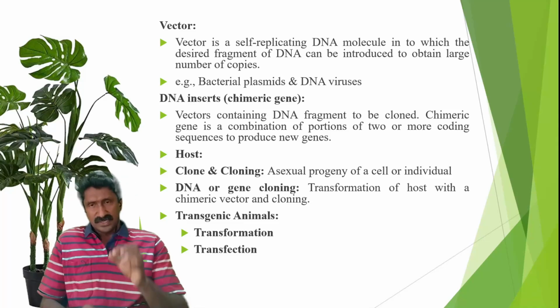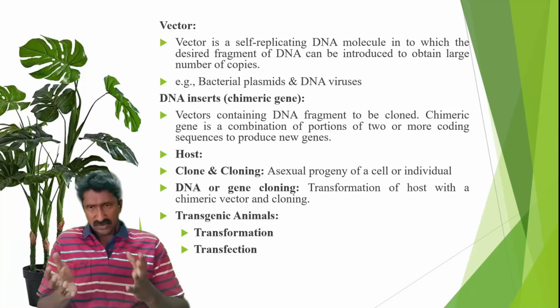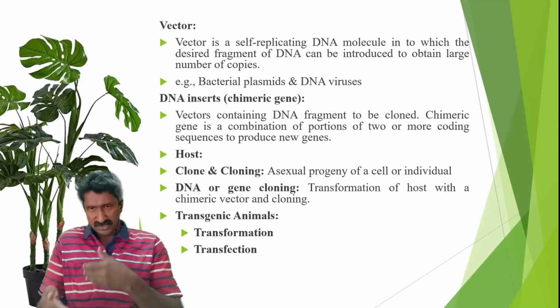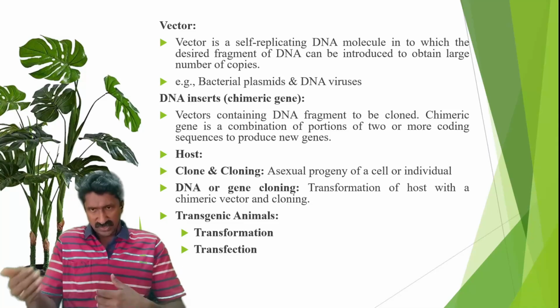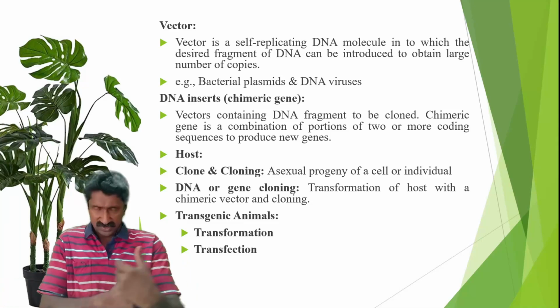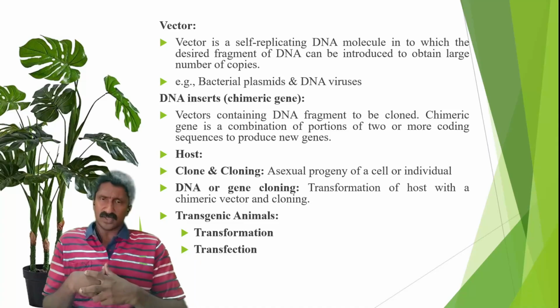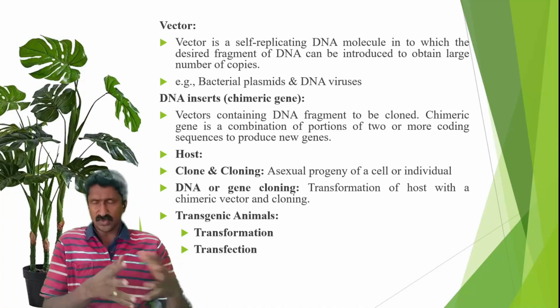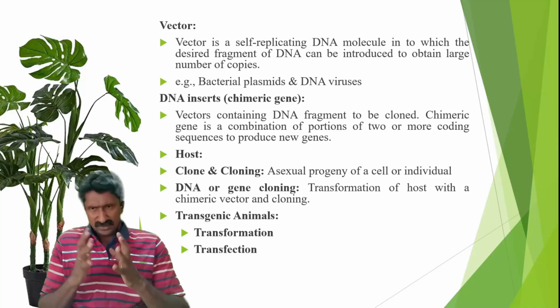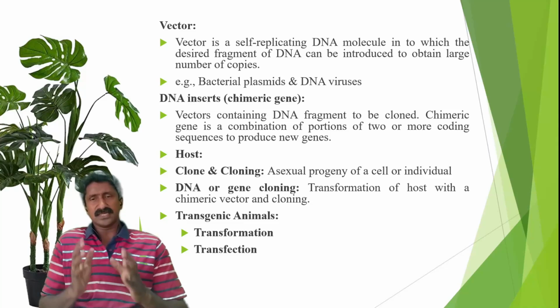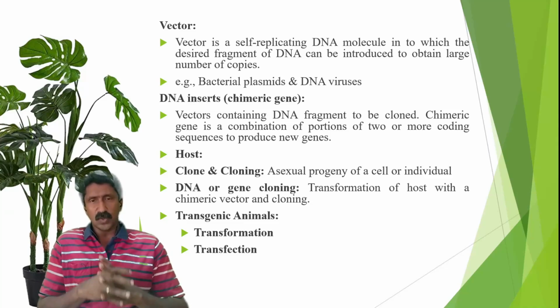Then the DNA insert, which is also known as the chimeric gene, because it combines genes from two different sources. One is a viral or plasmid vector, and the other is a target gene, which is procured from some higher order organisms, like plants or humans. And the vectors contain these DNA fragments to be cloned.